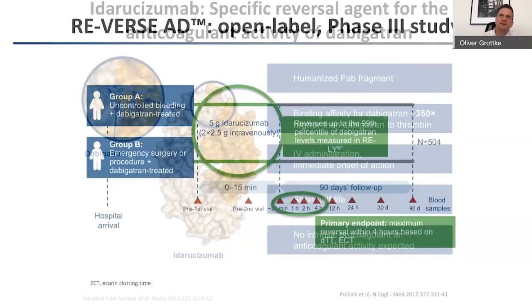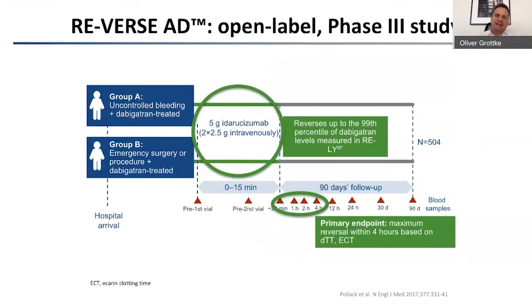The open multi-center RE-VERSE AD study investigated idarucizumab, published in 2017. Patients that were bleeding under dabigatran, with uncontrolled bleeding or needing emergency surgery, were included, and they received 5 grams of idarucizumab. It's divided into 2.5 grams, which you can administer 2 times.